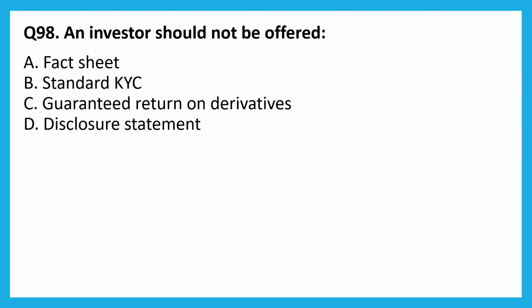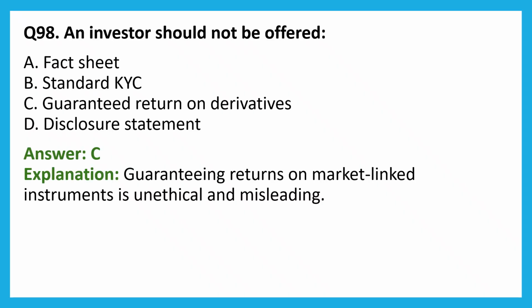Next question. An investor should not be offered option A, fact sheet, option B, standard KYC, option C, guaranteed return on derivatives, and option D, disclosure statement. Correct answer is option C, guaranteed return on derivatives.